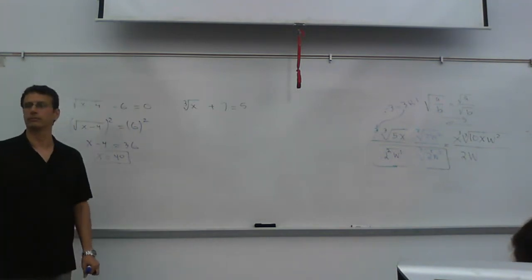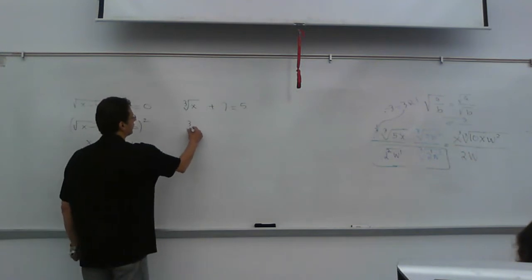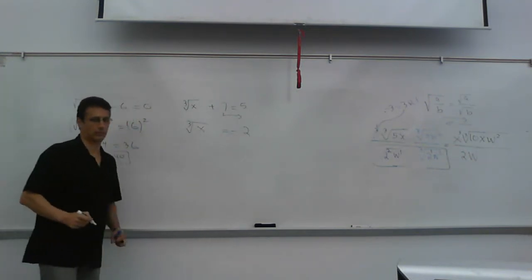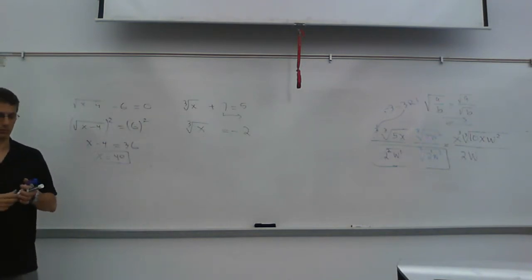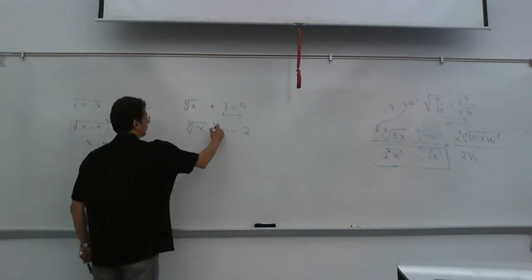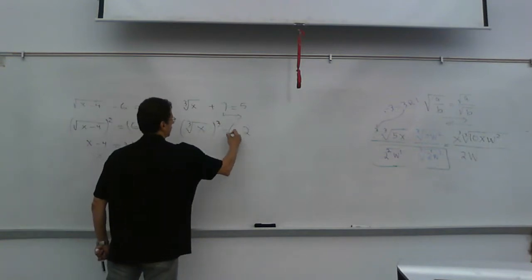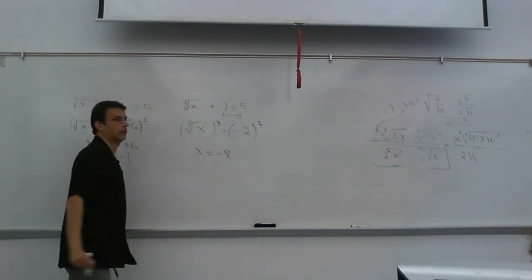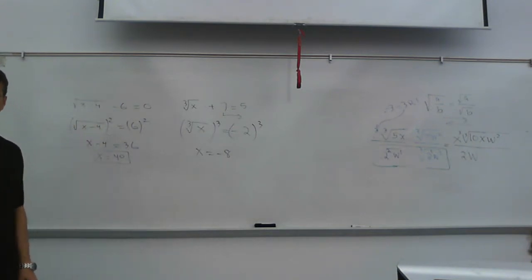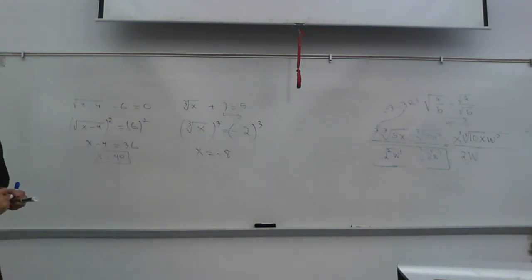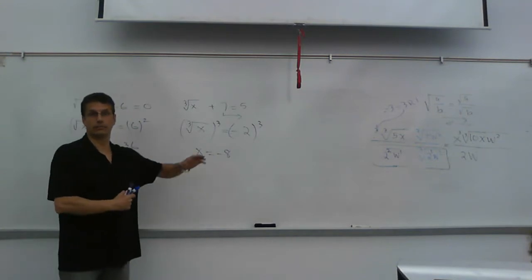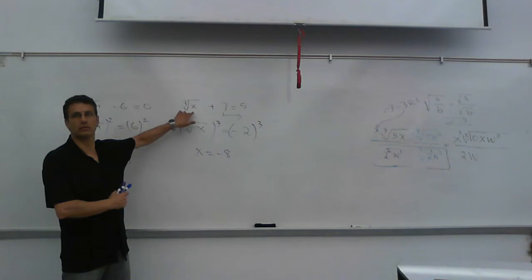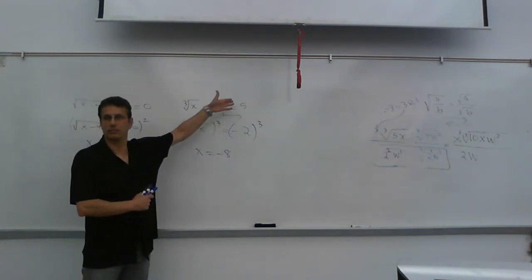Step one. Isolate. What do you get? Negative 2. Next. Cube. So x becomes what? Negative 8. Are we done? No. Check. What is the cube root of negative 8? Plus 7. That works?